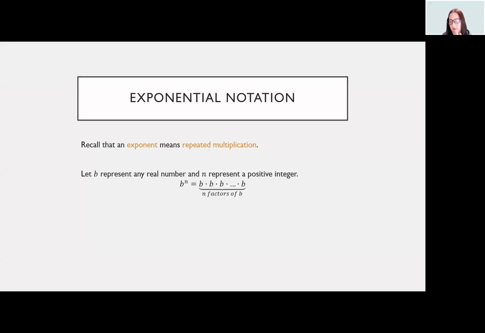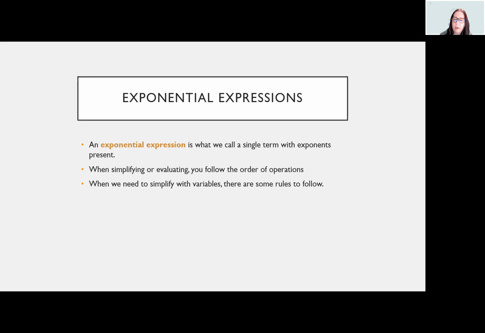So an exponent tells us that we have repeated multiplication. So if you have something b to the n, b has been multiplied together n times. So the exponent tells you how many things there are that are multiplied. So when we have exponents present on a term, basically, you don't even need to have variables. We call them exponential expressions because it has an exponent, and it's an expression because it doesn't have an equal sign if you just see one of these.